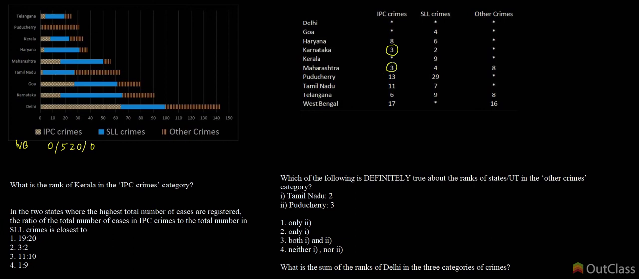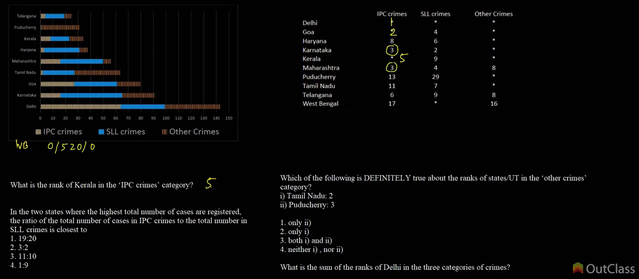Now, Karnataka and Maharashtra have equal values in terms of number of IPC crimes. Goa is higher than them. Delhi is much higher than Goa as well. So if they are both at 3, Goa should be at 2 and Delhi should be at 1. Now we have 3 third ranks, which means 4th rank will be skipped. Kerala can get rank 5, and that is basically the answer.